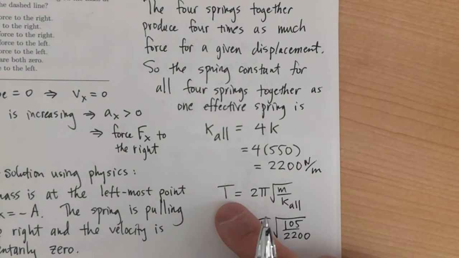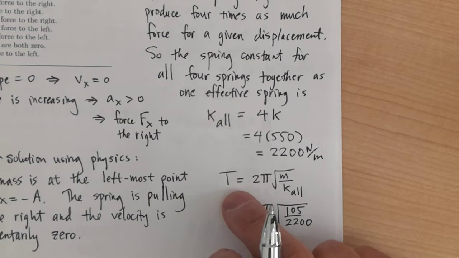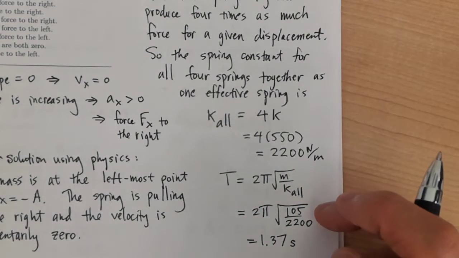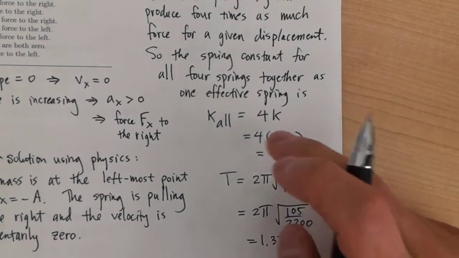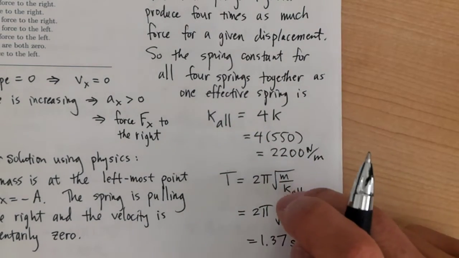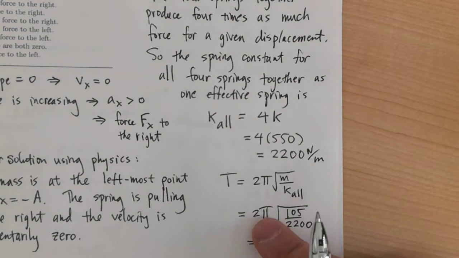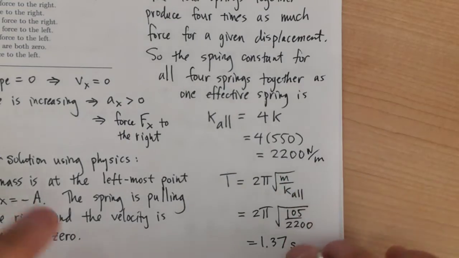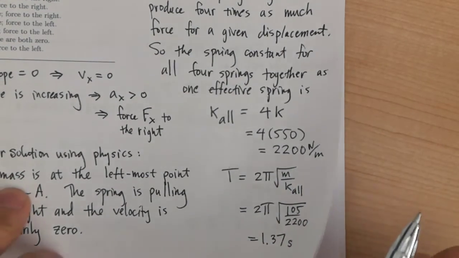Now we have a formula that the period is 2 pi square root of m over k_all. The k for the spring, in this case, is an effective spring for all four of them. So it's 2 pi times the square root of 105 divided by 2,200, and you get 1.37 seconds.